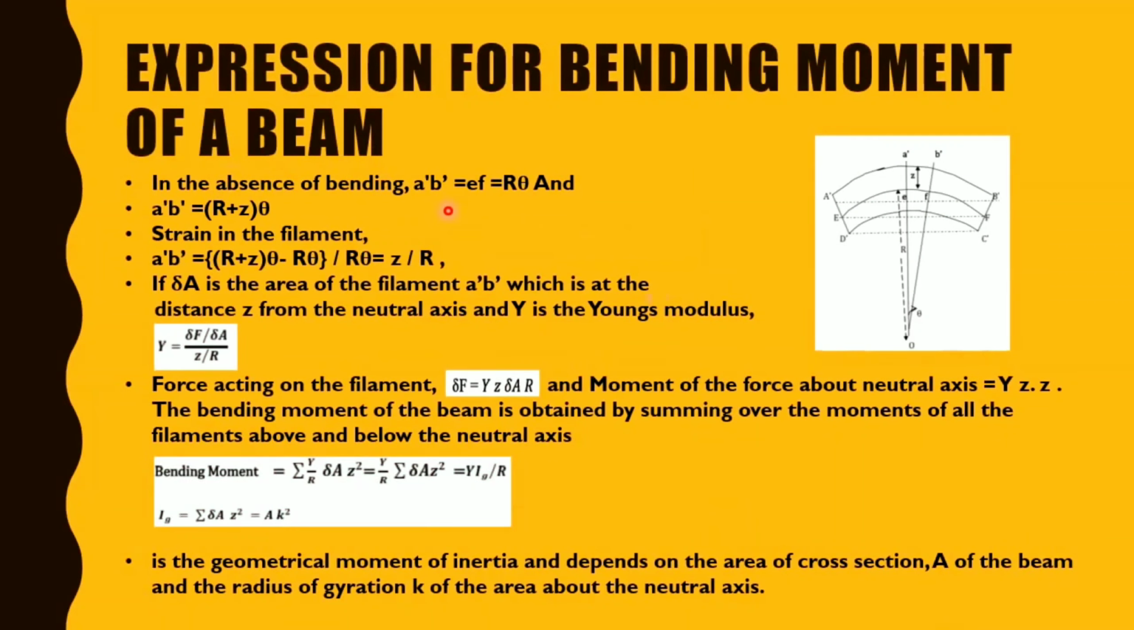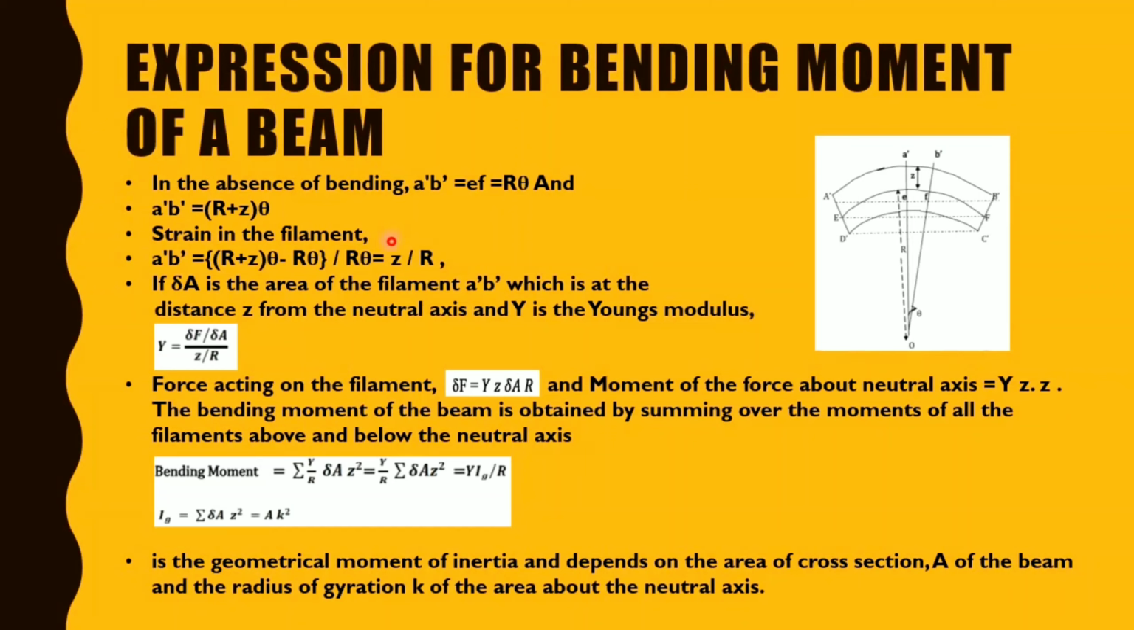So in the absence of bending, A'B' is equal to EF. That means when there is no bending, at that point of time, this A'B' will be equal to this EF, which will be equal to the radius R and the angle θ, that is Rθ. And A'B' is equal to (R plus Z) times θ. That means R and Z, this distance, and the θ.